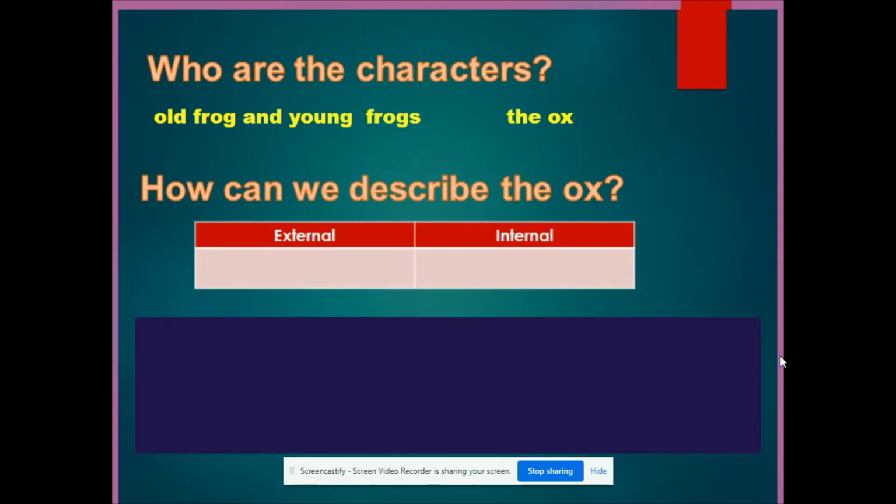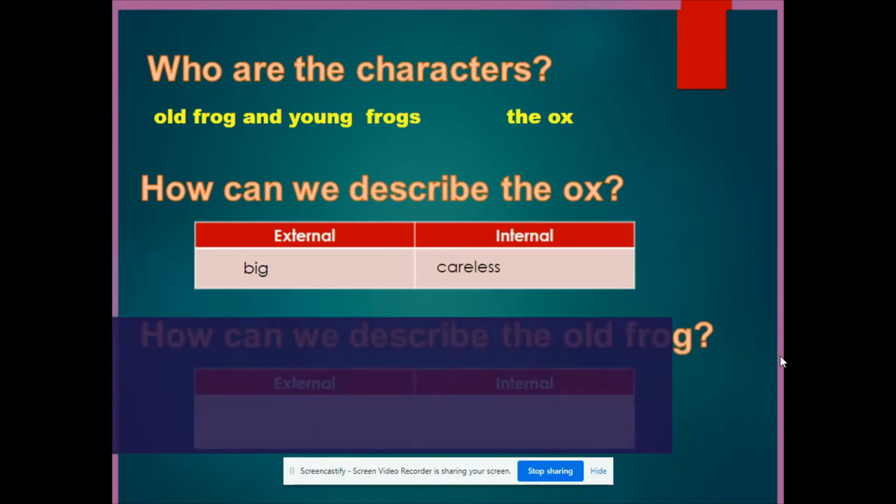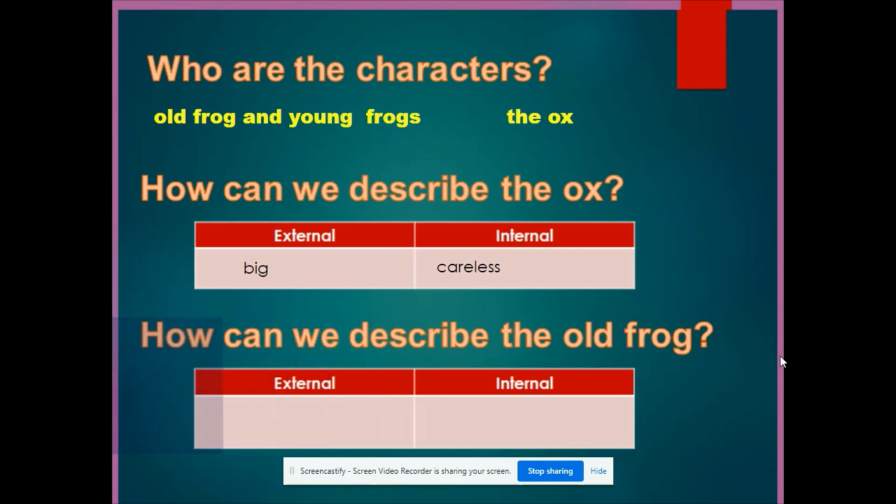Now, how can we describe the ox? So external is that he was big. Yes, good job. How about internal? Well, he was careless. Remember, the little frog said that he came in splashing and trudging and not being careful, right? So we can say that internally he was careless.